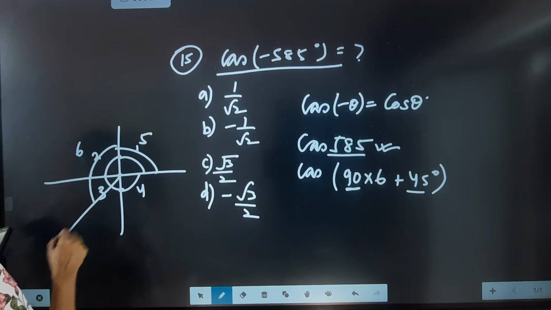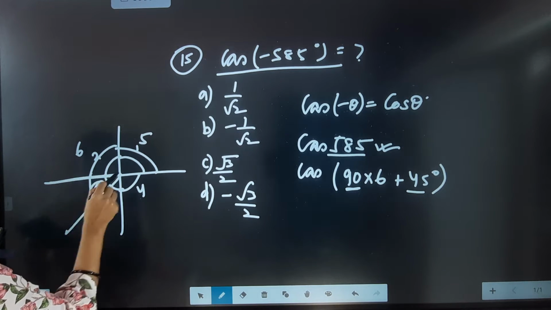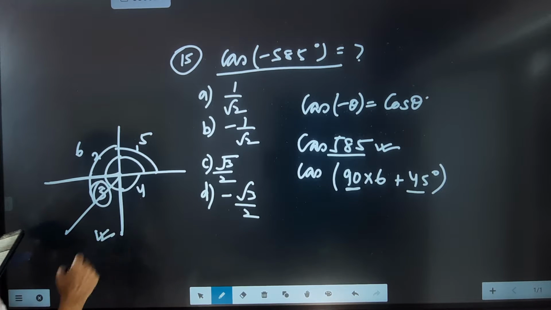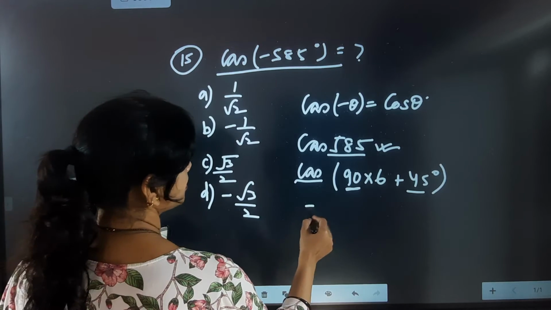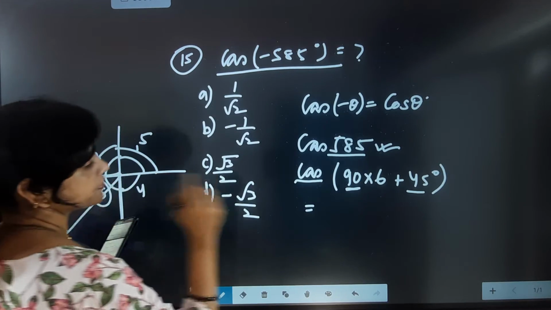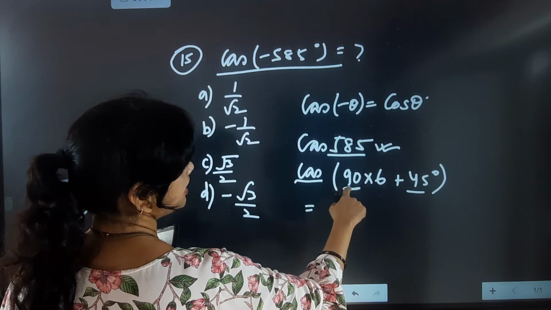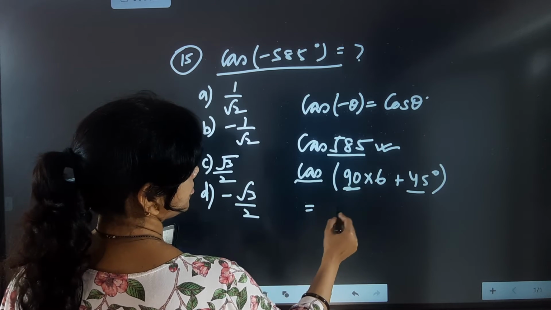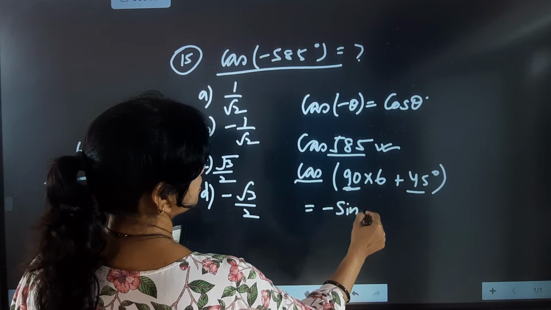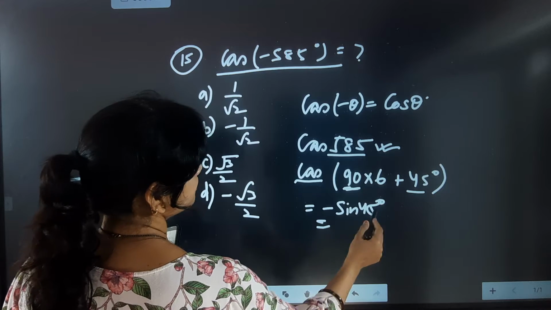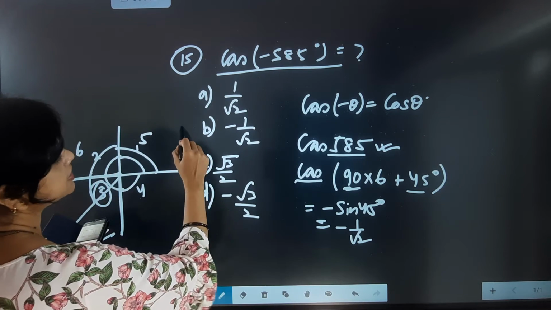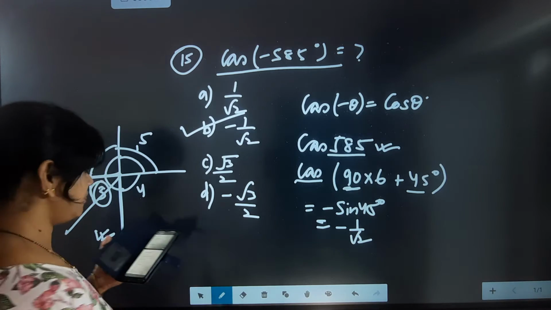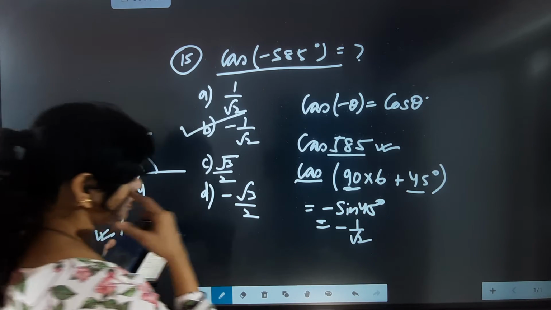Now in which quadrant is this coming? This is the third quadrant. In the third quadrant cos is negative. Okay, so here it will become cos with 90 multiplied 9 times, so 9 is odd. So it will become minus sin 45 degree, and sin 45 degree is 1 by root 2. So the answer will come minus 1 by root 2. So B will be the correct answer, minus 1 by root 2.